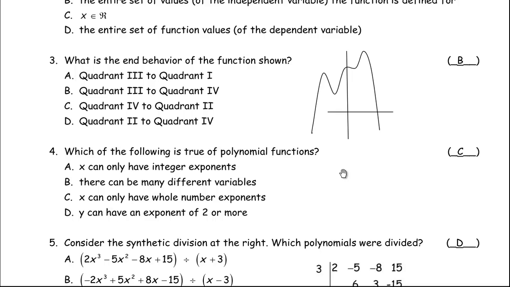For number 3, what's the end behavior of this function? Well, the function starts in the third quadrant and goes through some hills and valleys or max and mins and finishes in the fourth quadrant. So from quadrant 3 to 4 would be the end behavior.